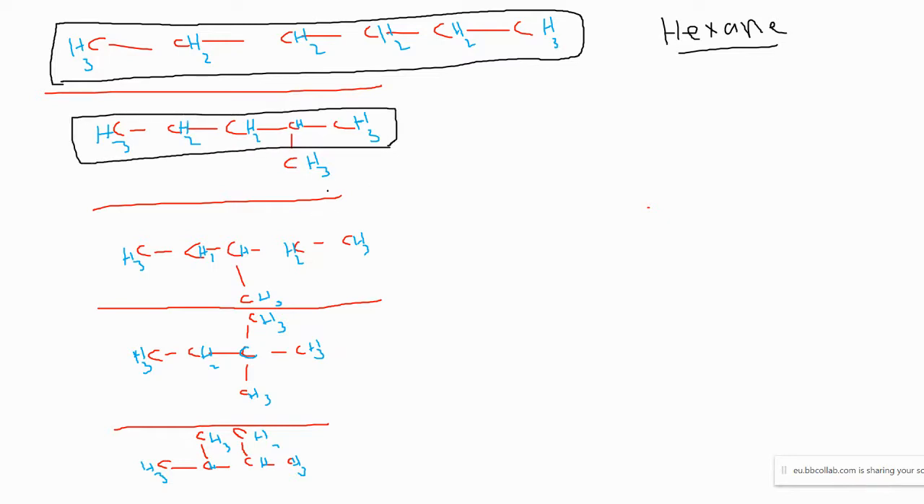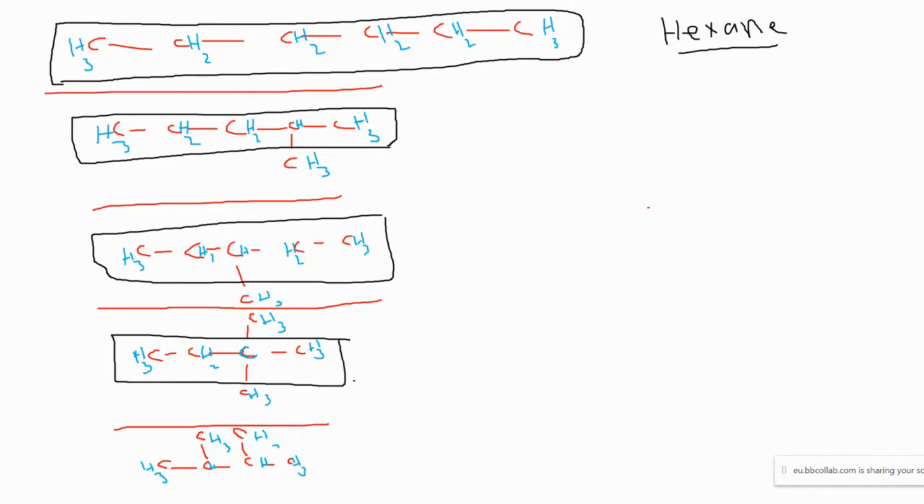Now you have 1 carbon outside, means 1 CH3. Here, 1 outside. Here, 2 outside, is it? Here, 2 outside. But if you look at these 2 structures, what is the difference between these 2? How many carbon in the straight chain? 1, 2, 3, 4, 5. 1, 2, 3, 4, 5. So we can write pentane here.